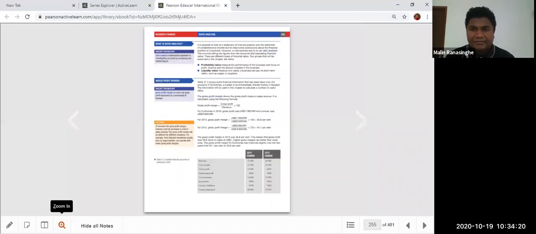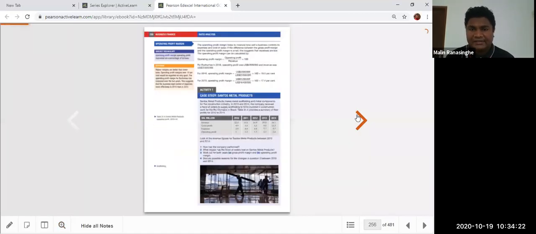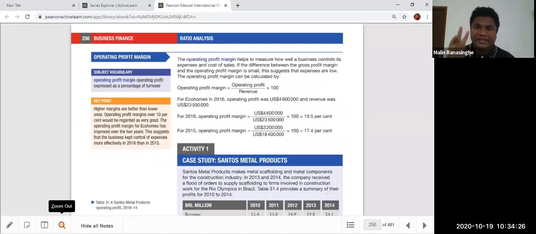Let's go to the next page, page number 256. Operating profit margin. Our second ratio, guys, is operating profit margin. You find the gross profit by revenue minus cost of sales. And then how to find the net profit? Gross profit minus operating expenses, then you can get the net profit or operating profit.